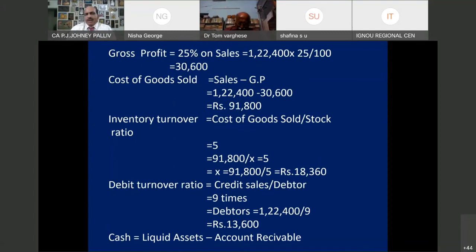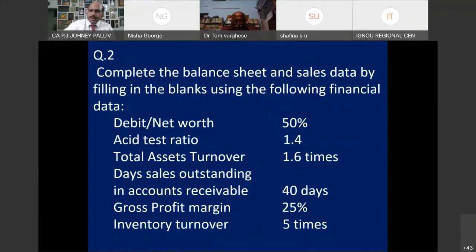What is the credit sales, assuming that the entire amount is credit sales? Credit sales is 1 lakh 22,400, divided by debtor is equal to 9. You know how you got 9? Is it given in the question? Is anything given relating to days sales outstanding in account receivable? Yes, 40 days. Assuming that there are 360 working days in a year.